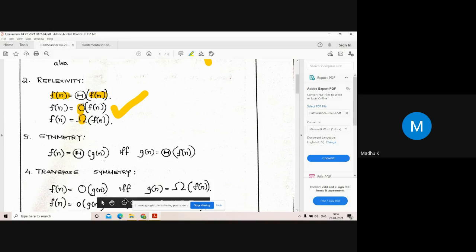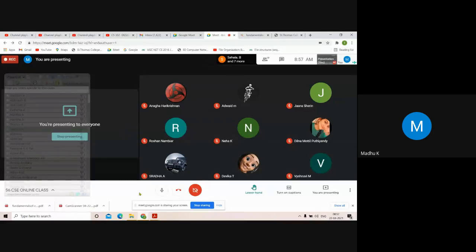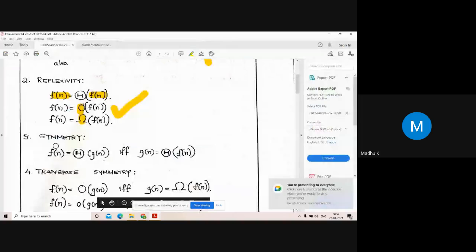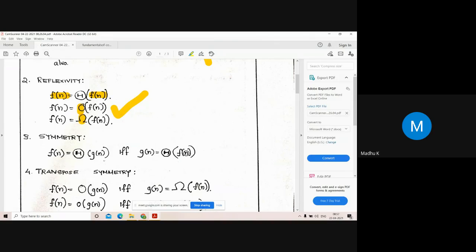Then symmetry. Then we want to discuss the symmetry property. What is the symmetry property? f(n) = theta of g(n), then g(n) = theta of f(n). This is the symmetry property, and this is true for the theta relation only. You know what the symmetry property is: a = b if and only if b = a. So f(n) = theta of g(n) if and only if g(n) = theta of f(n). This is true for theta notation.